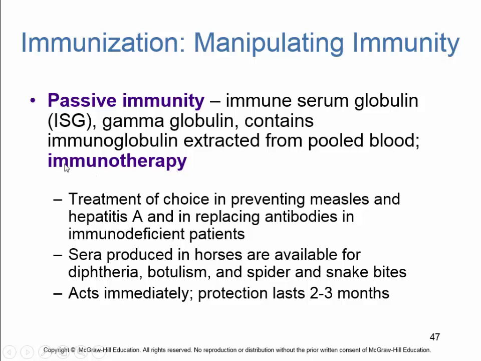Additional choices are shown here. Sera produced from horses, for example, are often used to treat botulism using an antitoxin, as well as spider or snake bites. These antivenoms are literally pre-prepared antibodies. These antibodies are going to be able to act immediately and provide protection for a short period of time of 2 to 3 months.